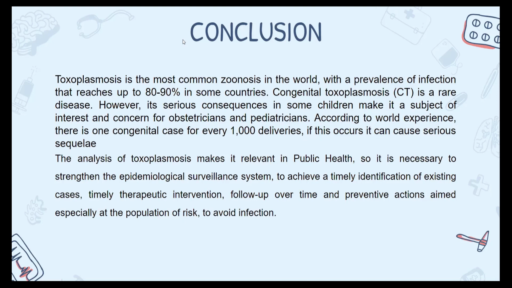The analysis of toxoplasmosis makes it relevant in public health, so it is necessary to strengthen the epidemiological surveillance system to achieve a timely identification of existing cases, timely therapeutic intervention, follow-up over time, and preventive action aimed especially at the population at risk to avoid infection.